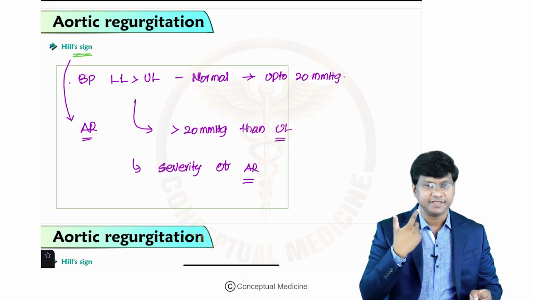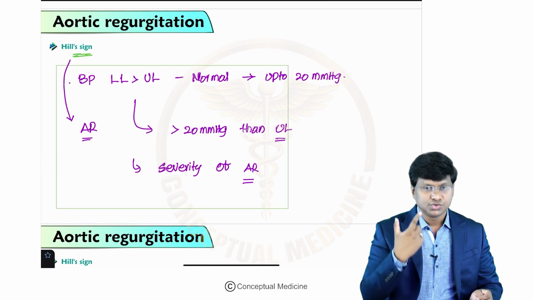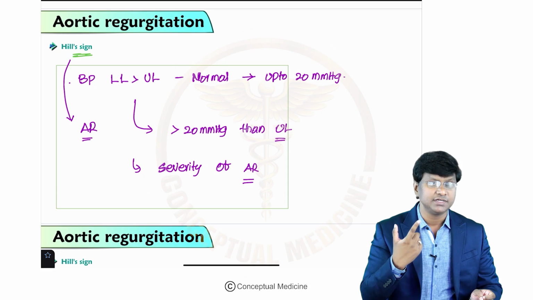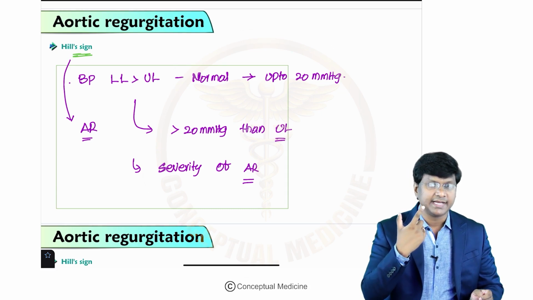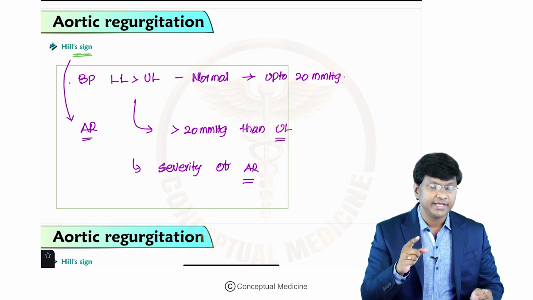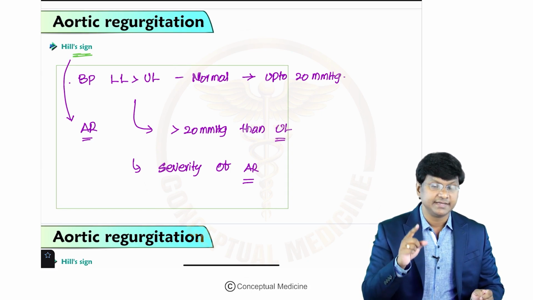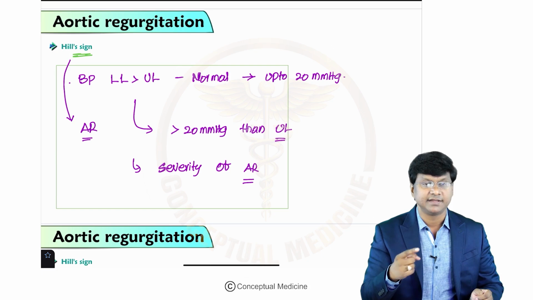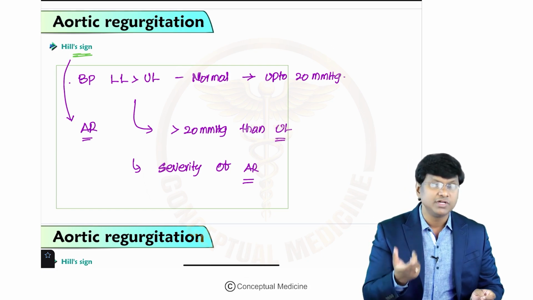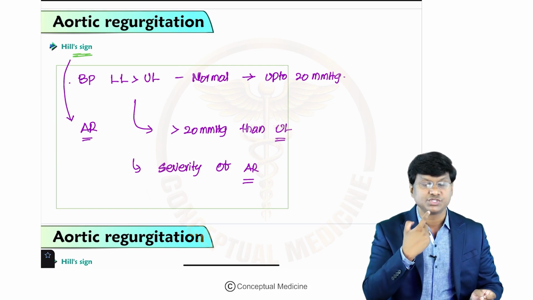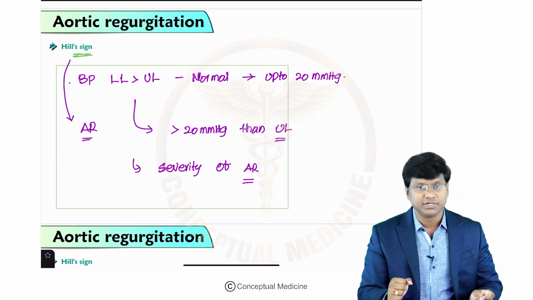Then in the face, the eyes, or the mouth. Over the forehead, lighthouse sign, that is alternate flushing and blanching over the forehead. Then within the eye, Landolfi's sign, where you will see pulsations within the pupil. Then Becker's sign, the pulsations in the retinal artery. Then in the uvula, Müller's sign, which is nothing but the pulsations within the uvula.